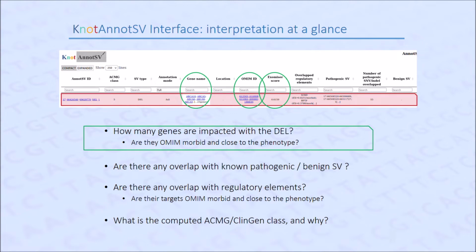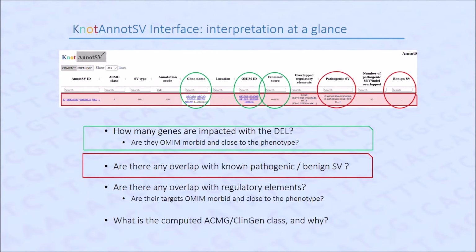Are there morbid genes? Yes, when you move the mouse over the OMIM annotation, you can see that there are some morbid genes. Are they close to the phenotype? Well, the Exomiser score is quite high because it's upper than 0.5, but it is lower than the threshold of 0.7 to be really specific to the patient's phenotype.